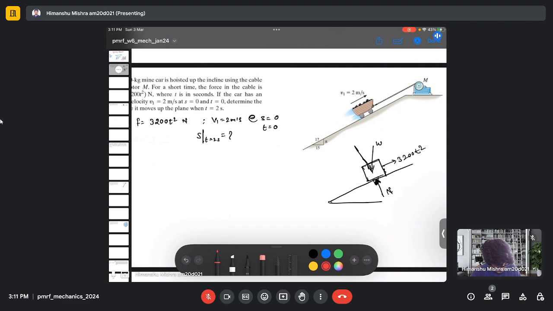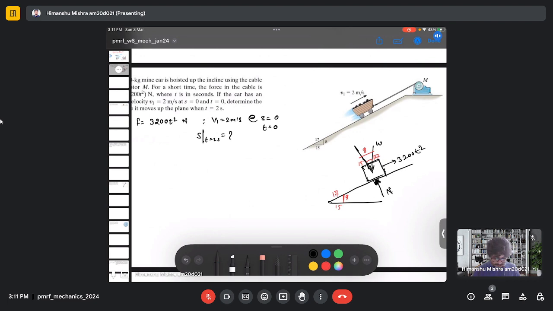And we have given the angle here, which is here 17, here 8, and here 15, which means that here it will be 8, 15, and 17. So some angle.